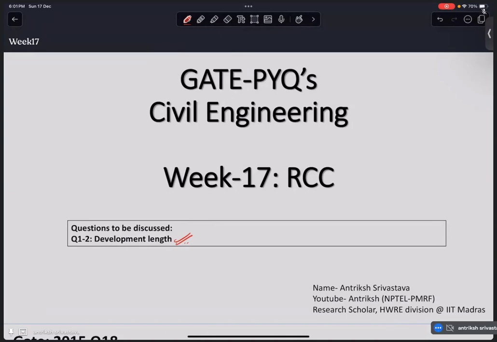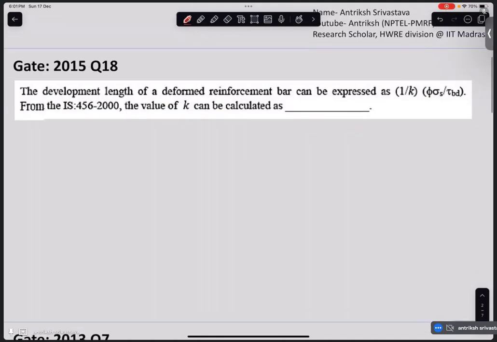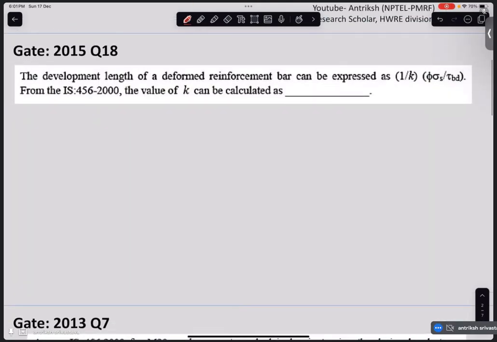some concepts which can be asked in WSM or in GATE and DSC. Alright, so let's start. GATE 2015 question number 18.